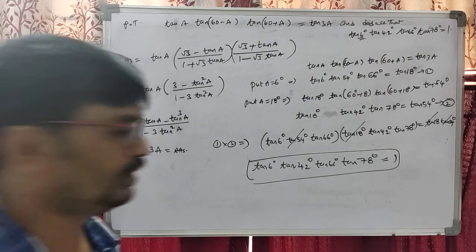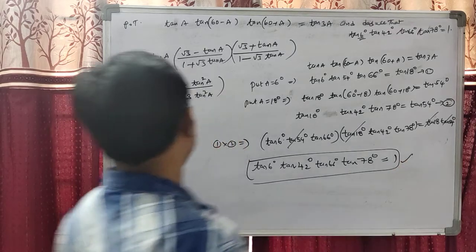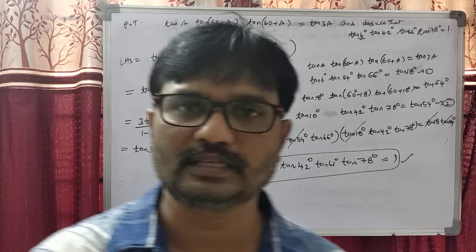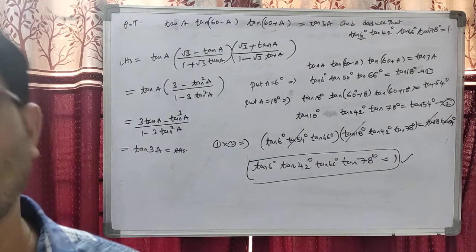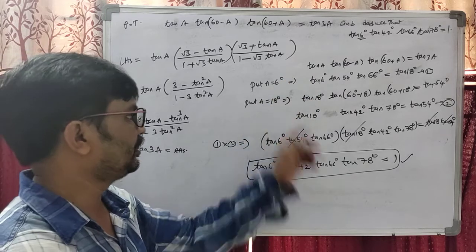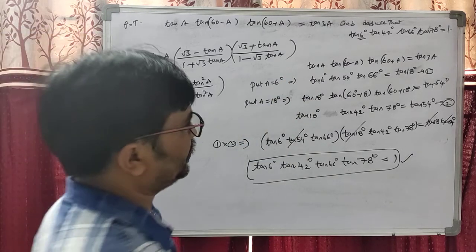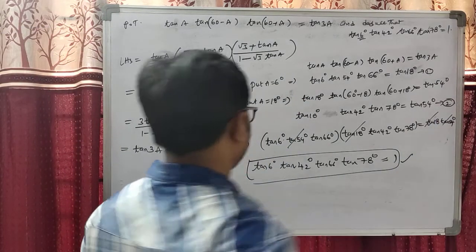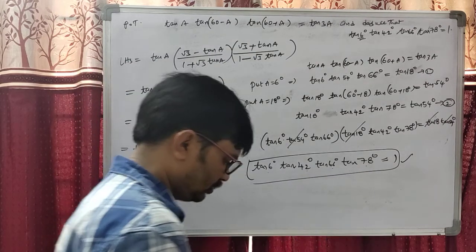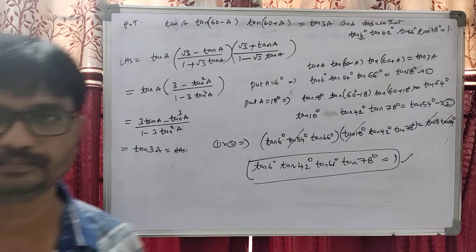Are you understanding, students? We can prove that. First, tan a into tan(60 minus a) into tan(60 plus a) is tan 3a. After that, put a equal to 6 degrees and a equal to 18 degrees. After the multiplication of 1 and 2, dear students, we got tan 6, tan 42, tan 66, tan 78 equal to 1. Okay students?